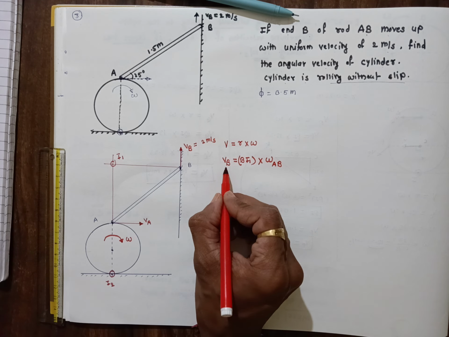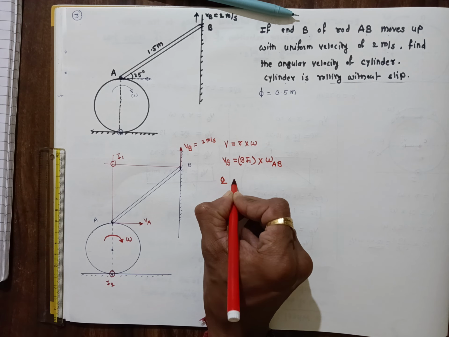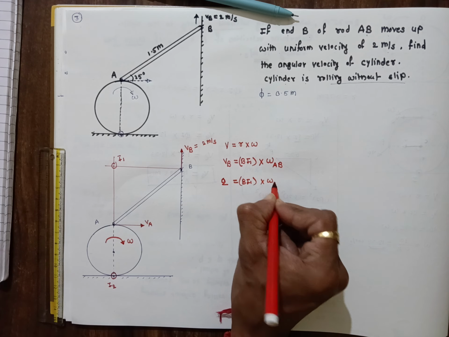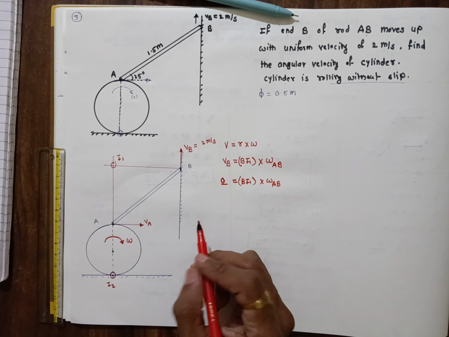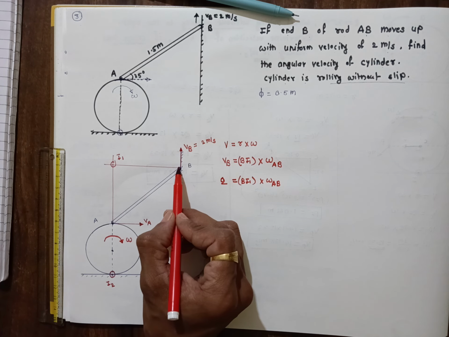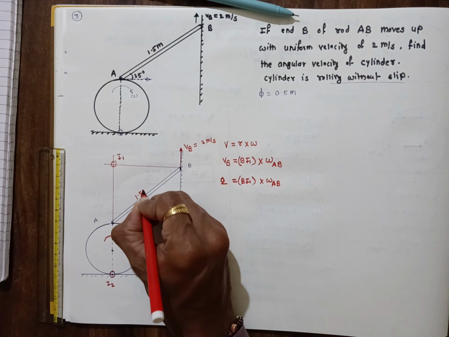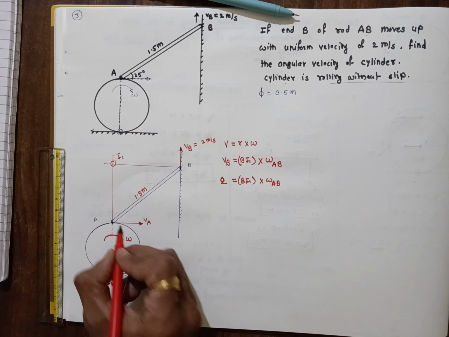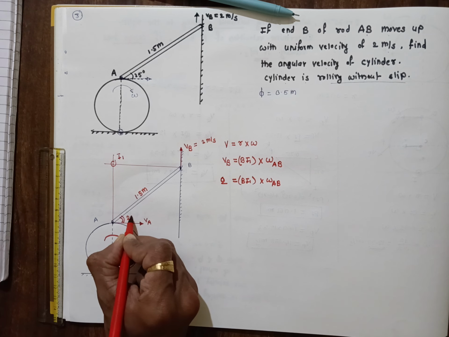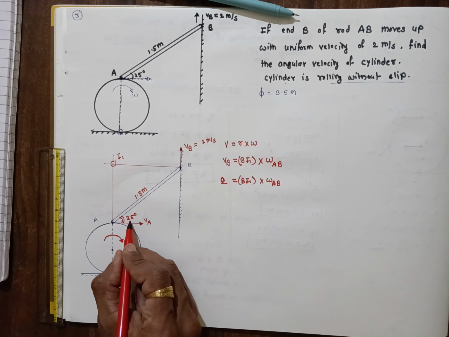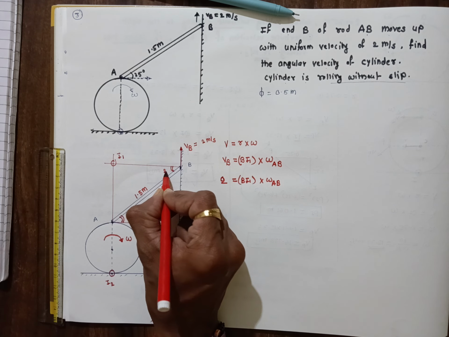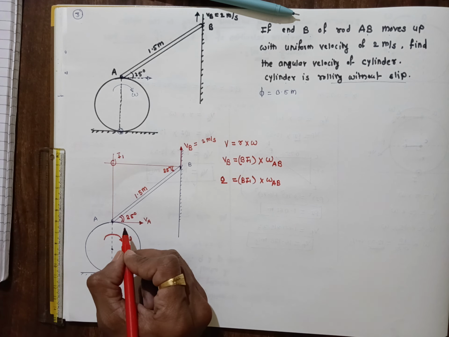Now here VB is given, which is equal to 2 meter per second. Distance BI1 is unknown, and omega AB is also unknown. But from the given dimensions we can find out the distance BI1. This length is given, which is 1.5 meter, and this angle is given. So this angle is 25 degree. As this is 25 degree, this is also 25 degree. These are the alternate angles.